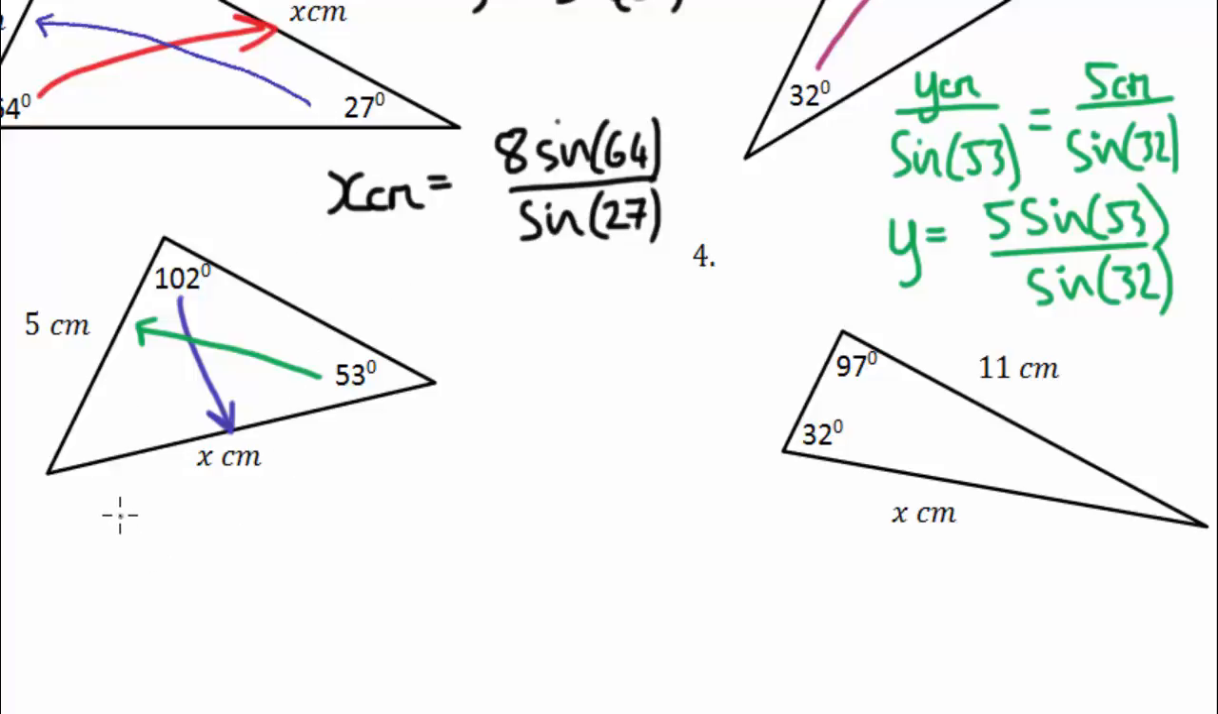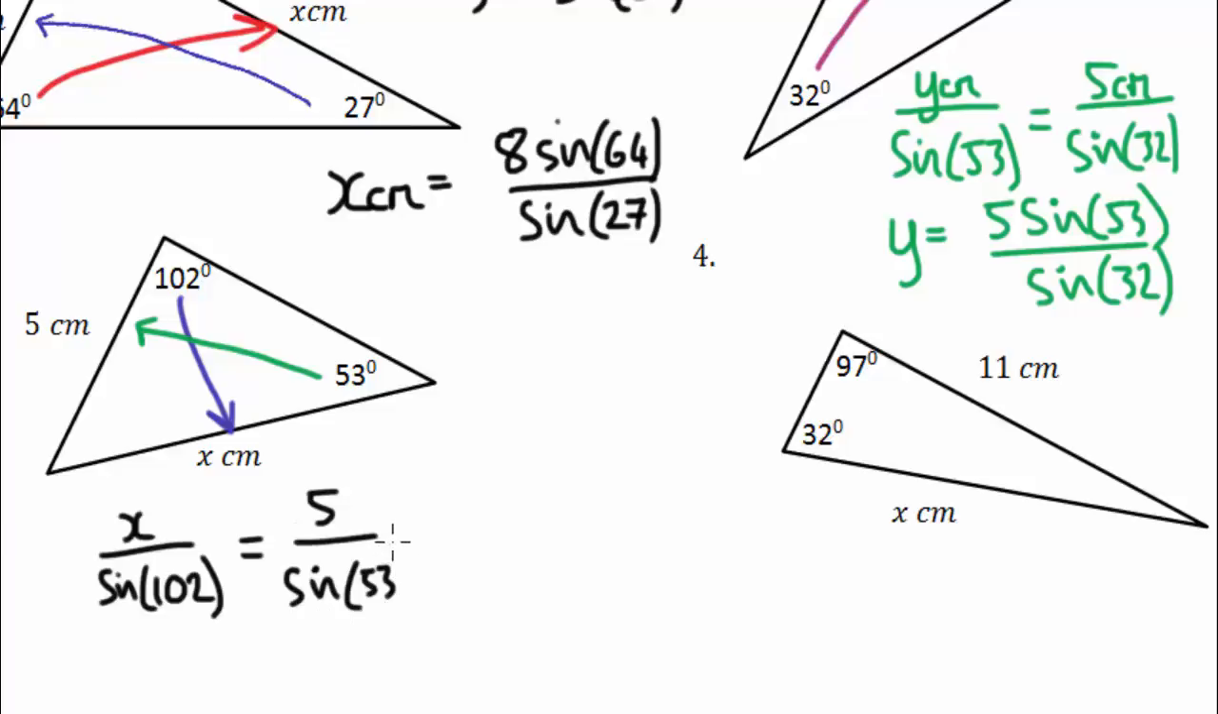So that means x over sine 102 is the same as 5 divided by sine 53, and multiply this side by sine 102, so we can just get x. So x is 5 times sine 102, and then just divide that by sine 53.